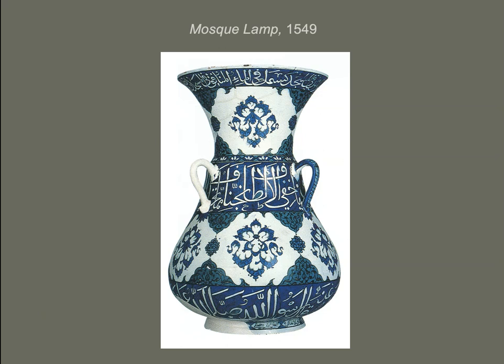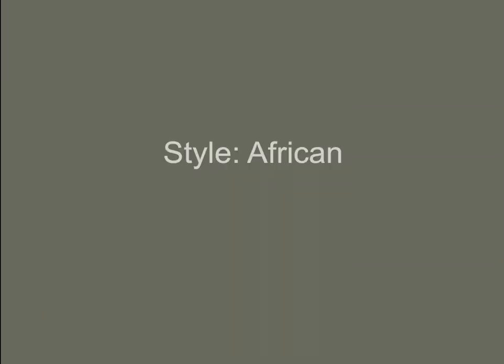You can see the calligraphy here representing Arabic script, but it also has this very aesthetic quality as it moves across the piece. All right, so that's going to bring us to the end of the arts of Islam, and now we're moving on to the style of African art.